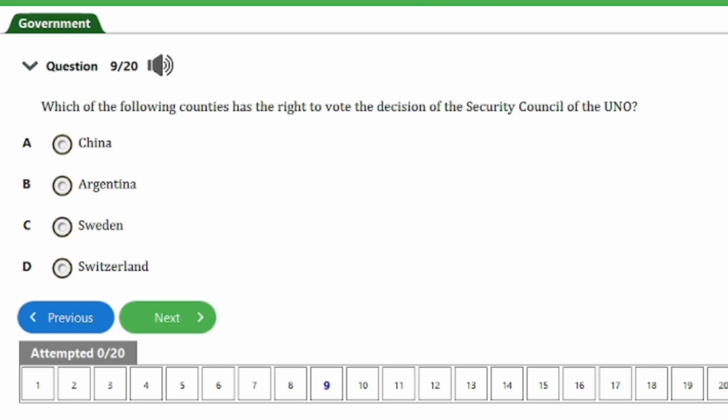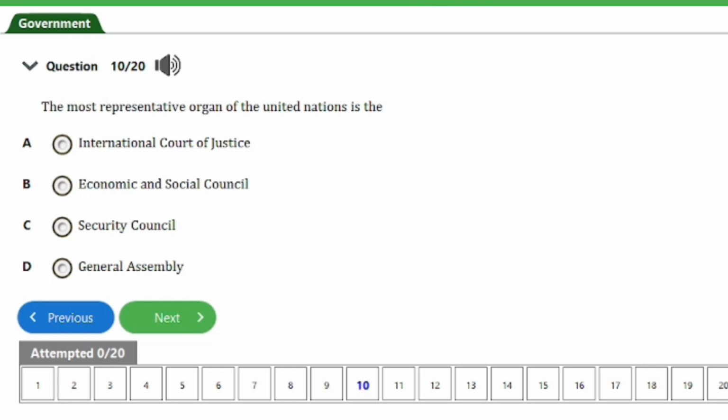It says, which of the following countries has the right to veto the decision of the Security Council of the UNO? We have A, China, B, Argentina, C, Sweden, D, Switzerland. So guys, the answer to this question is option A, that's China. Let's head on to the next question, guys. So the next question we have here is question number 10.